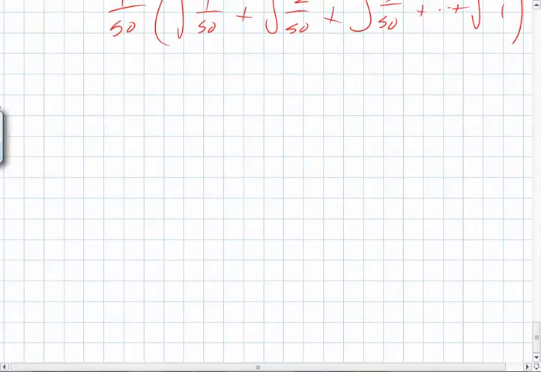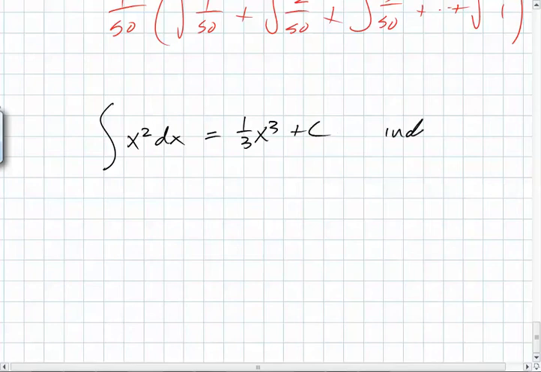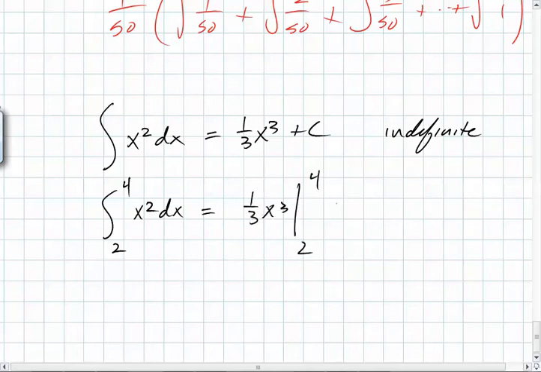So for example, what would be an indefinite integral? If I just said, what's this right here would be an indefinite integral. What is the indefinite integral of that right there? No, that's the derivative. What's the indefinite? 1/3 x cubed plus C. This is indefinite because it's not fixed. But how would I turn this into a definite integral? I could say the integral from 2 to 4 of x squared dx. Now that's going to be 1/3 x cubed evaluated from 2 to 4. And that will equal a definite answer, a definite number.